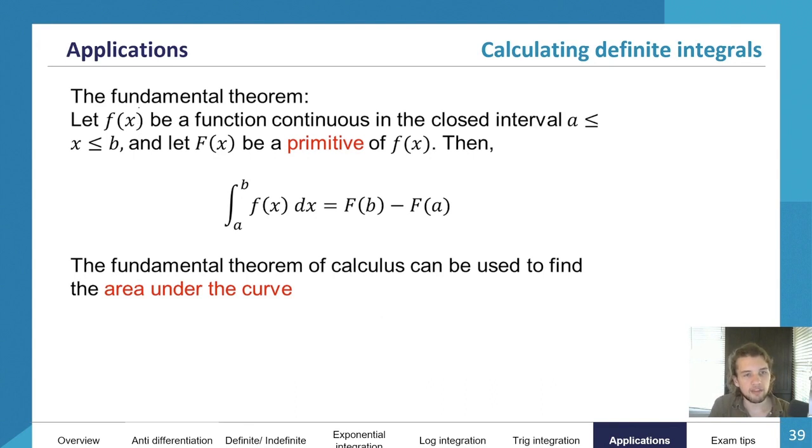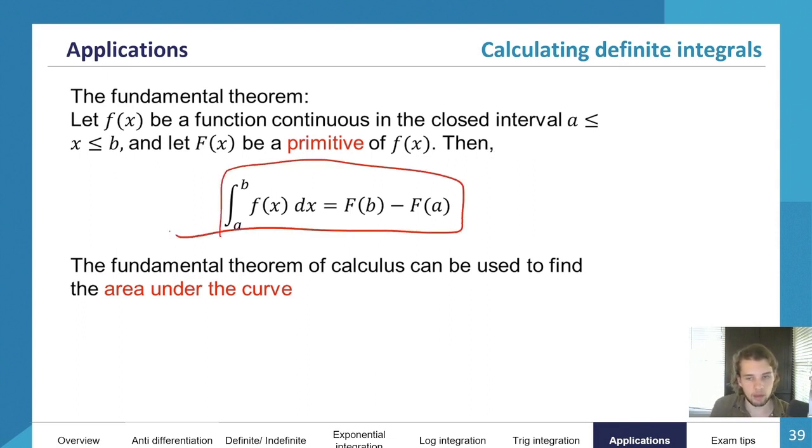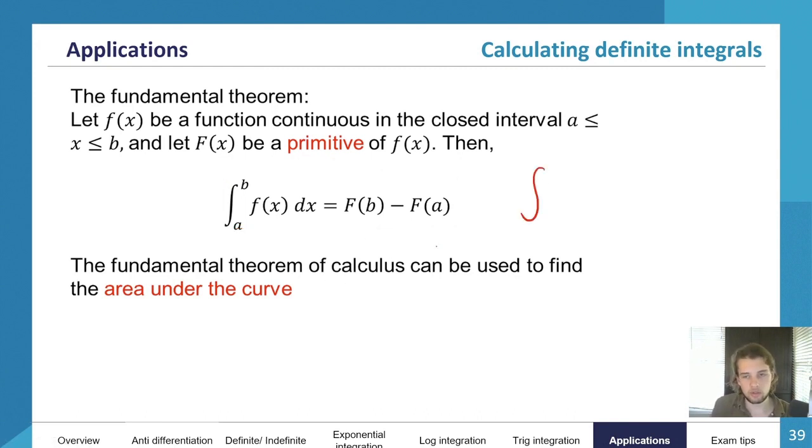So let f(x) be a function continuous in the closed interval a is smaller than x is smaller than b, and let F(x) be a primitive of f(x). Then we've already been over this. This is a repeat of the slide of the idea that we can use our basic integral idea to find our definite integrals. We get our basic integral function, and then we substitute b into it, and then we subtract a substitution of a into it, and that gets us our area underneath the curve.